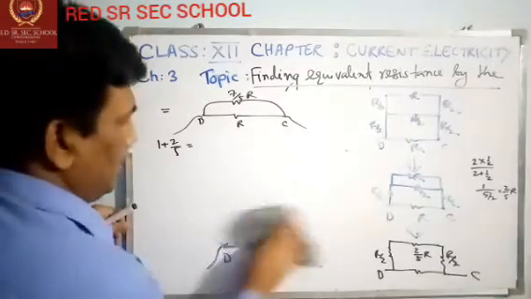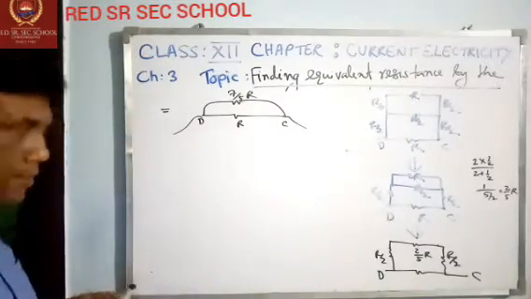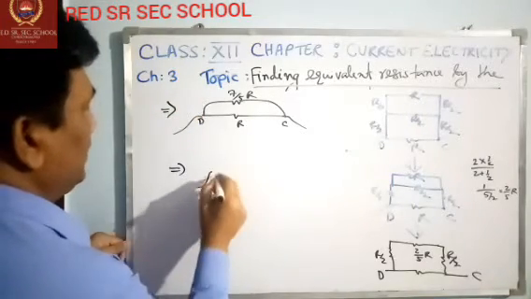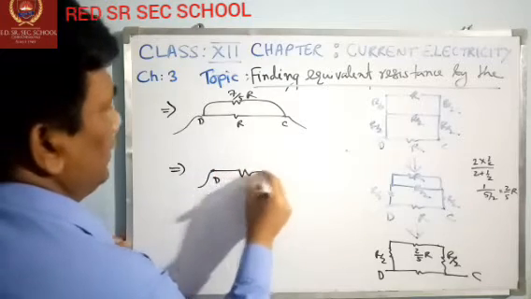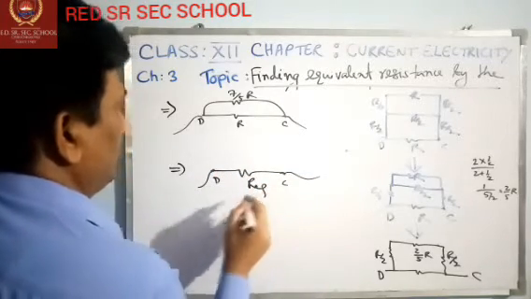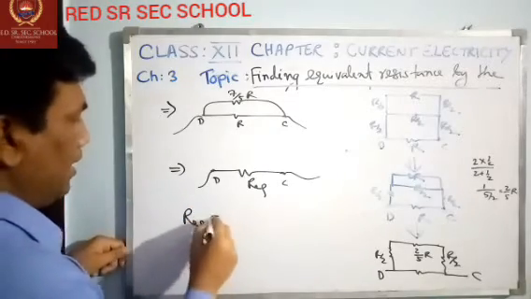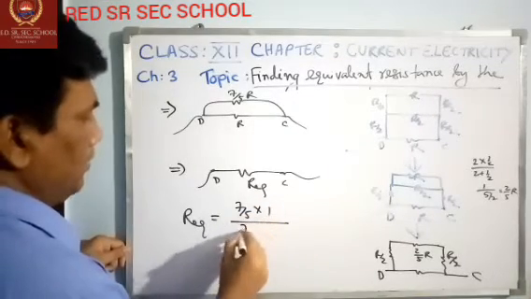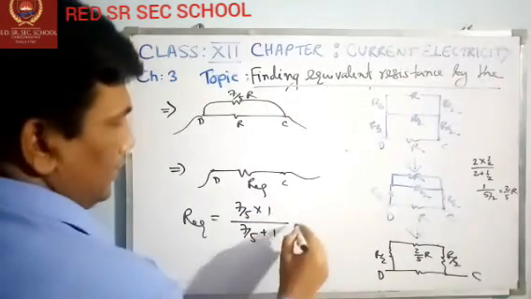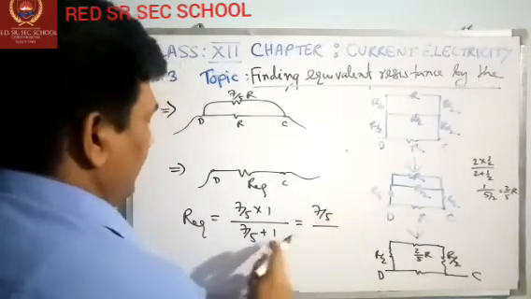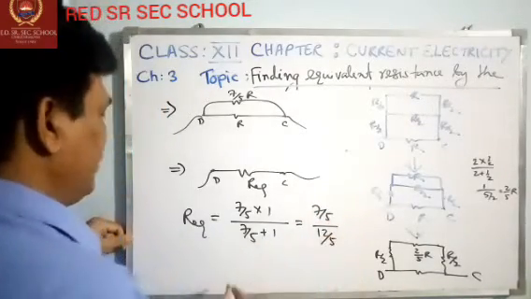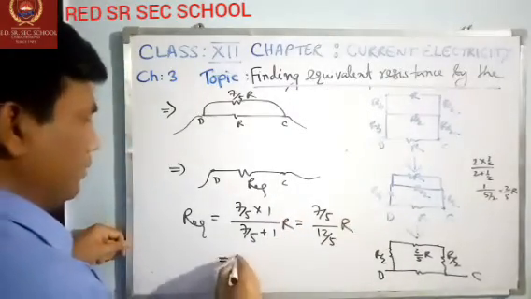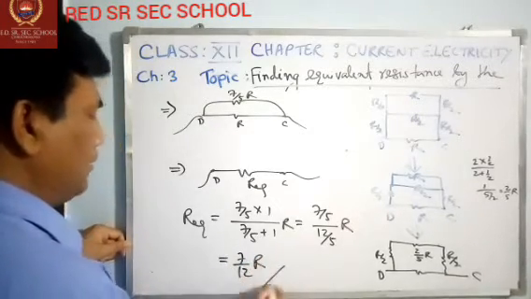So after that, what will be the next equivalent figure? This is D and this is the equivalent figure. Okay, this is R equivalent. So what will be the R equivalent? R equivalent is these two are parallel, so it means 7 by 5 into 1 by 7 by 5 plus 1. Okay, so what will happen? 7 by 5, 12 by 5 into R. Everywhere R is there. 5 got cancelled, means 7 by 12. 7R by 12 is the answer.